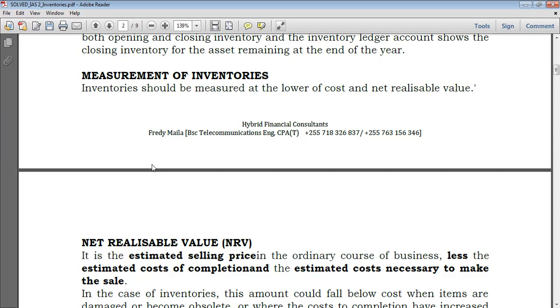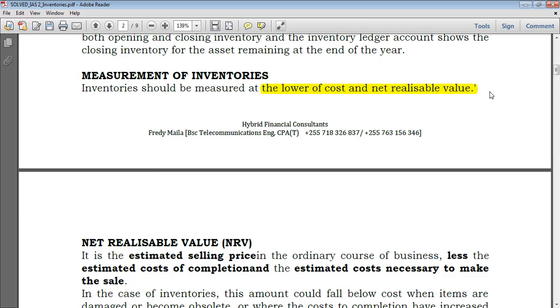Inventory states that inventories should be measured at the lower, this is a very, very important point, at the lower of cost and net realizable value. This is a must. You should measure inventories at the lower of cost and net realizable value.